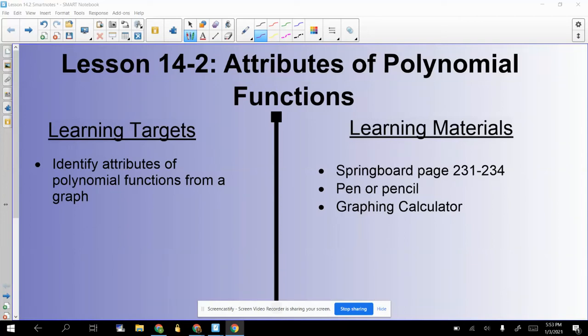We are going to be talking about lesson 14.2, attributes of polynomial functions. And the word attributes really just means key features. So we're going to be talking about that, and it starts on page 231 of your Springboard book. So go ahead and grab that to follow along. You'll also want a pen or a pencil, and you will definitely want a graphing calculator because we're going to be looking at some different graphs.